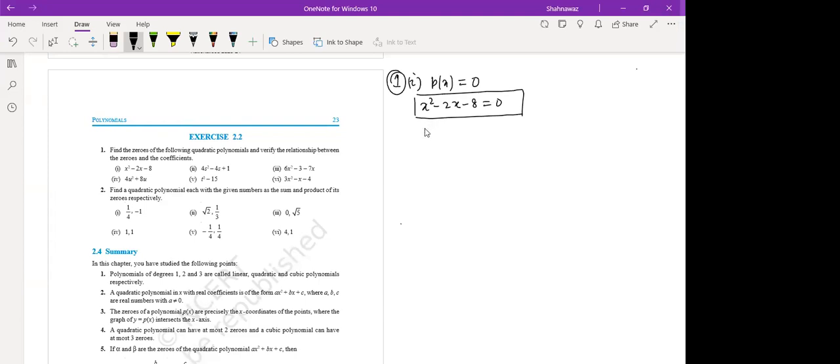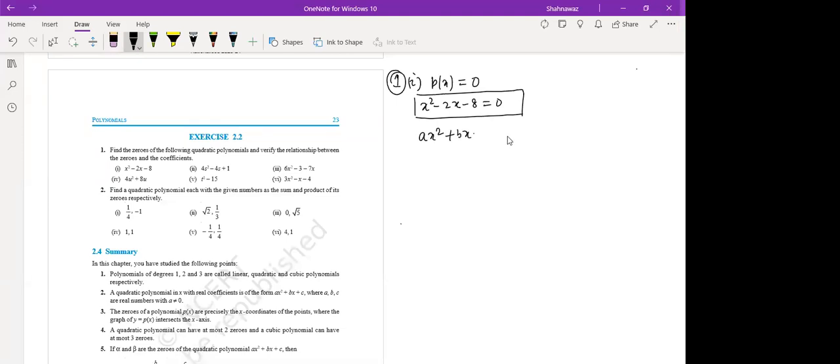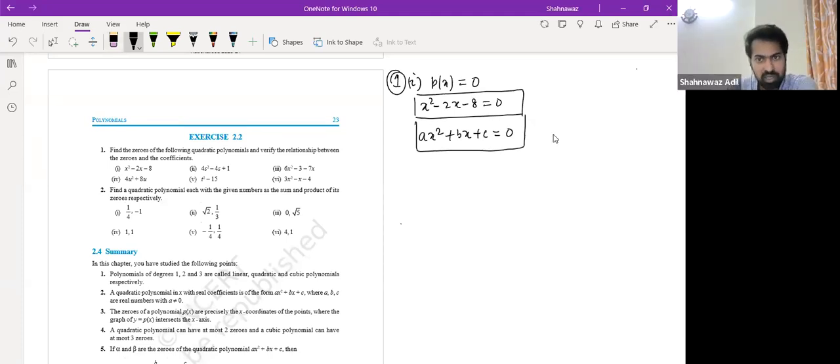A is the coefficient of x square, which is nothing but 1. So let us compare this with the general form. Solution part comes later. We have to first identify what a, b, and c are.